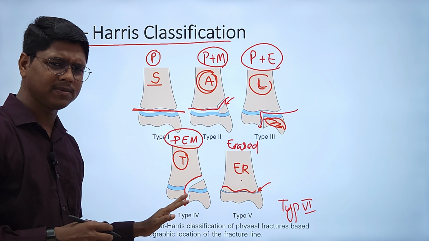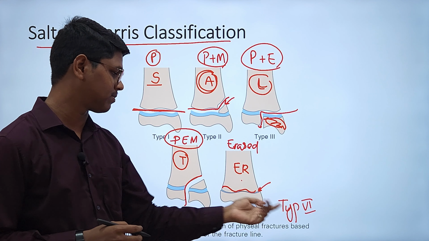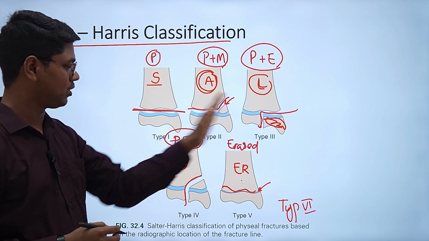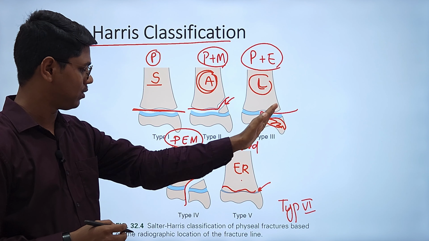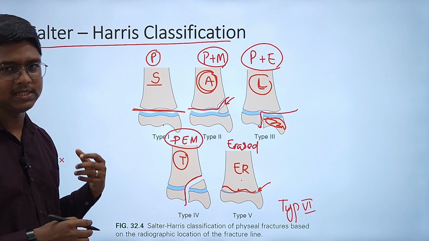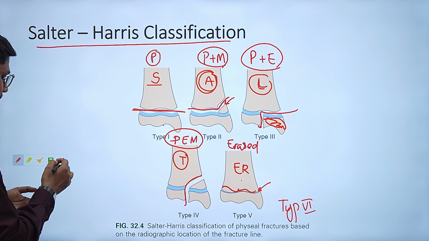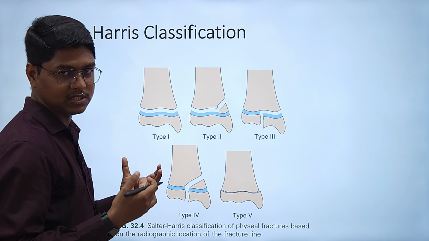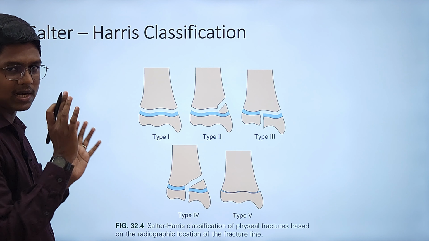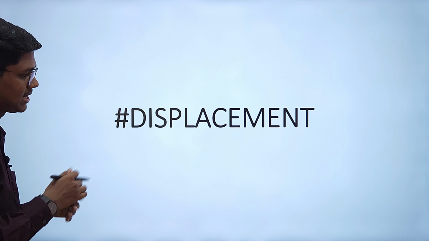SALTER. These 5 types you will find everywhere. The 6th type was in this book, so I was explaining. So normally you can remember Salter: straight, above, lower, through and erase. Salter classification of the physeal fractures. Very easy to remember, nothing to worry. Now when you see some physeal fractures, classify which type of Salter-Harris classification it is.